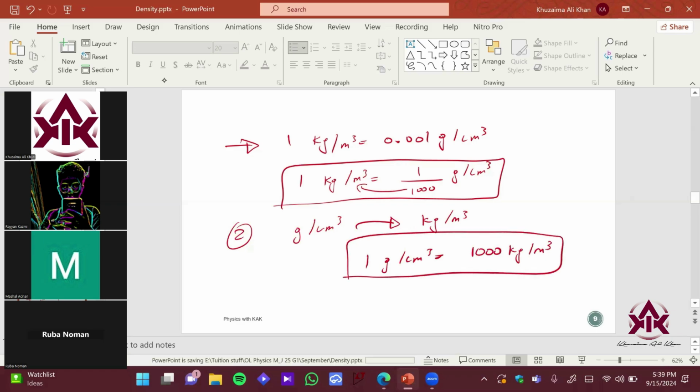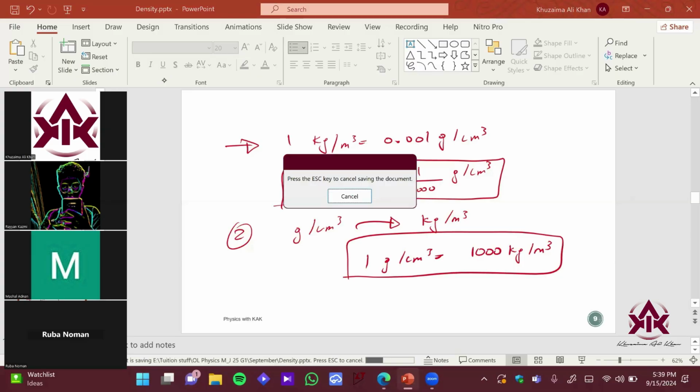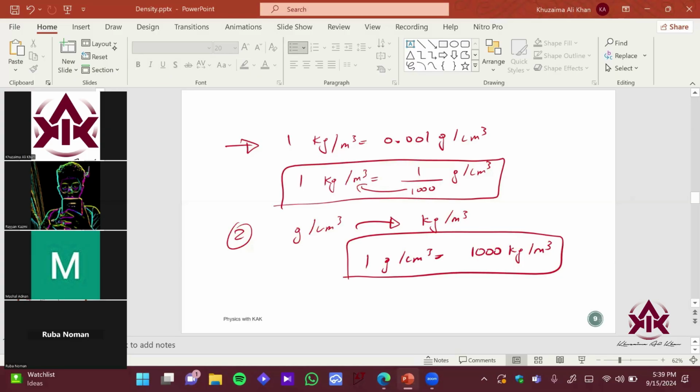So we have two relations. But how do we go from kilogram per meter cube to gram per centimeter cube? And how do we go from gram per centimeter cube to kilogram per meter cube? Does that make sense?